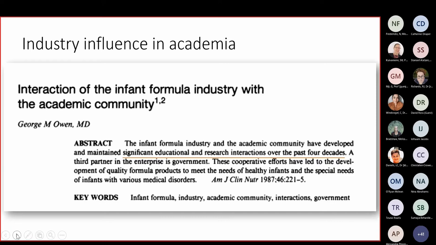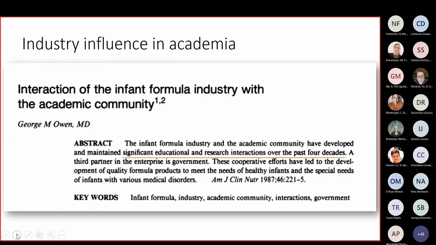So if we talk about the interaction with academia, I found this article which was published in 1987, but it reads, the infant formula industry and the academic community have developed and maintained significant educational and research interactions over the past 4 decades. So if you take before the publication, that means 40 years before 87, early 40s, that relationship was already established.